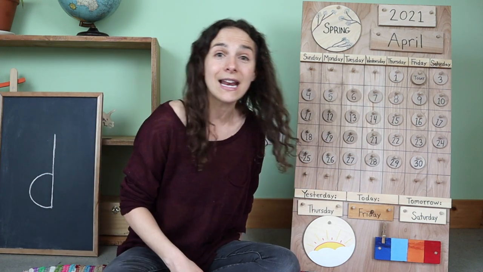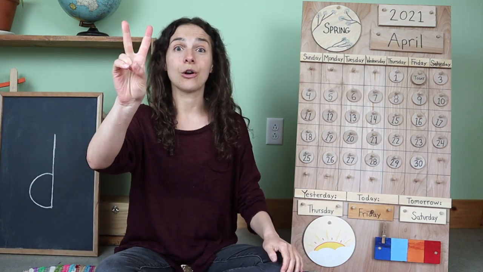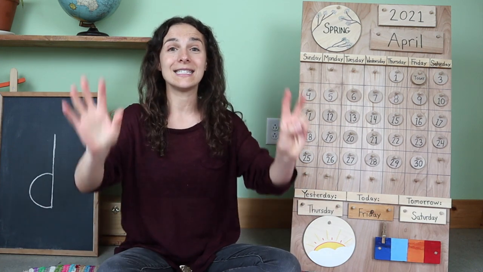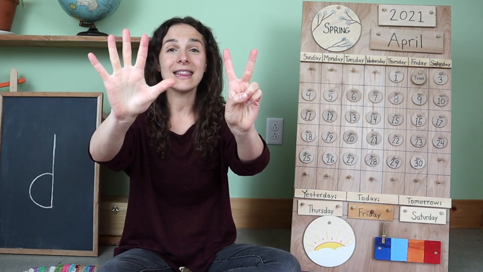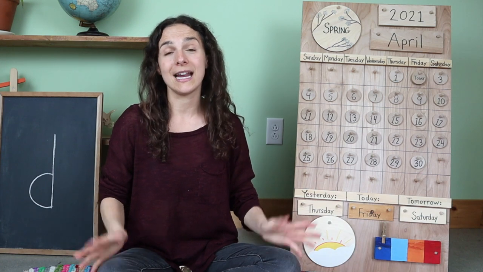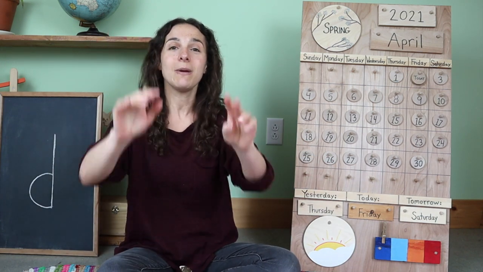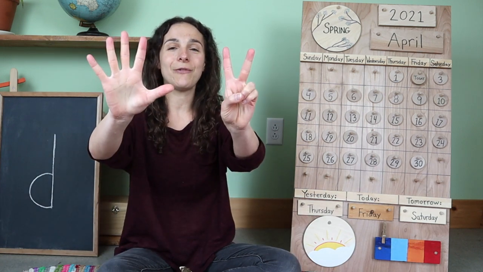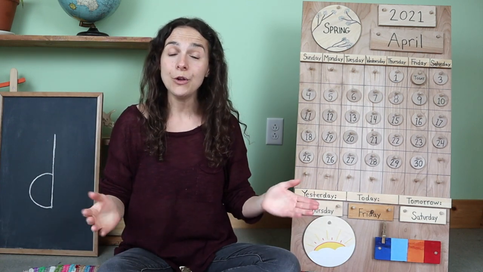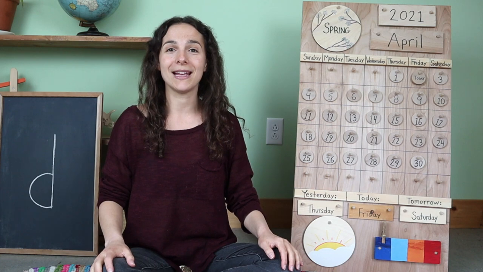Now, instead of showing me one finger or two fingers, I need to see 7 fingers like this, because we are going to sing the days of the week song. And because we have 7 days in our week, we should hold up 7 fingers like this. If you know the words, sing along with me.